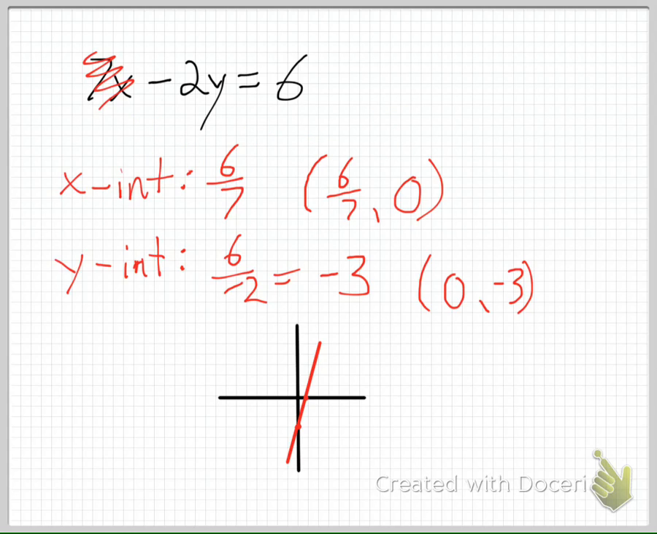So when we look back at this one here, even though I only found 6/7, 0 and 0, -3 as solutions, any other point that is on this line is going to be a solution to that equation.